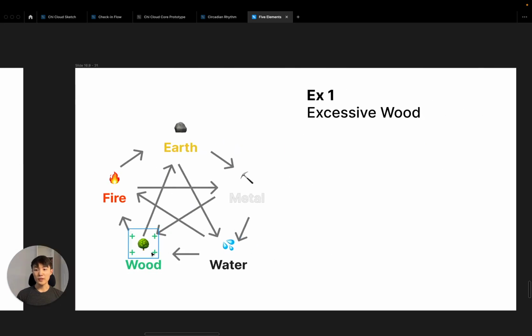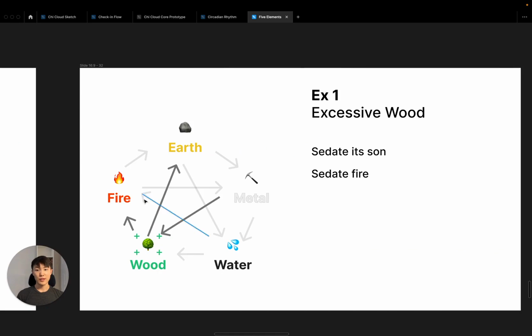So example 1, we have excessive wood. With excessive wood, what would the treatment plan be? Think about the generation cycle in this case. Because wood is in excess, who should we sedate? That's right, we need to sedate the son. We need to sedate fire. So that's the treatment plan for excessive wood.